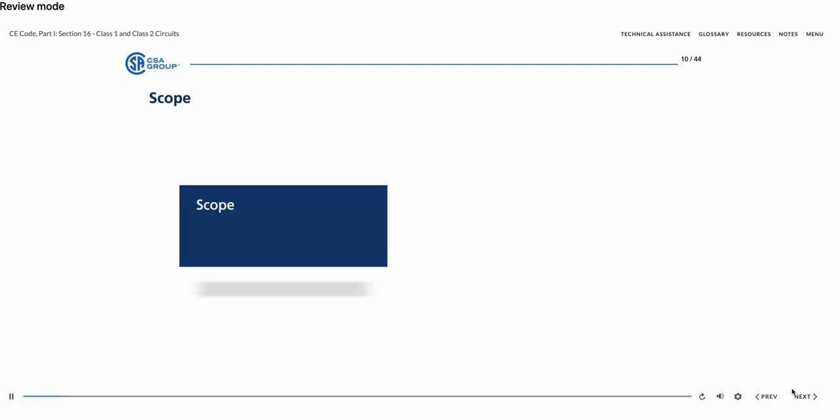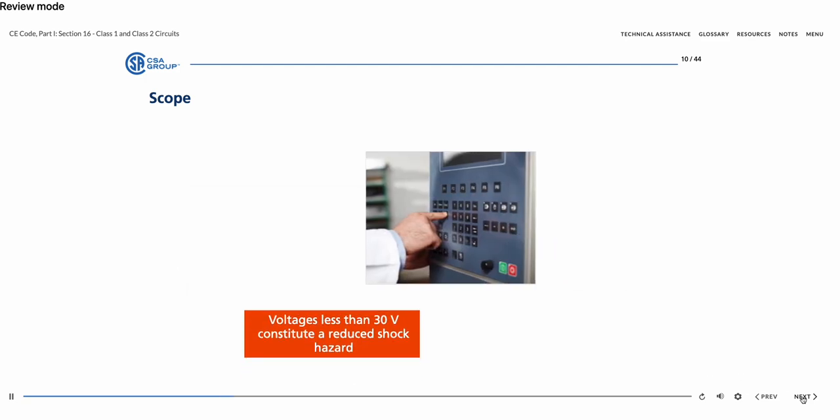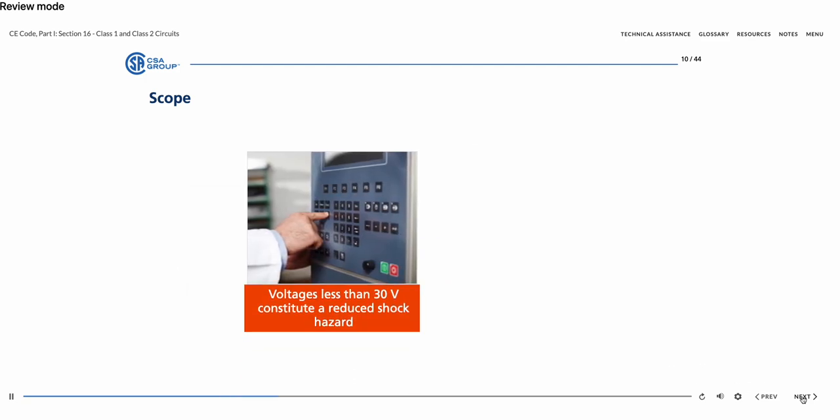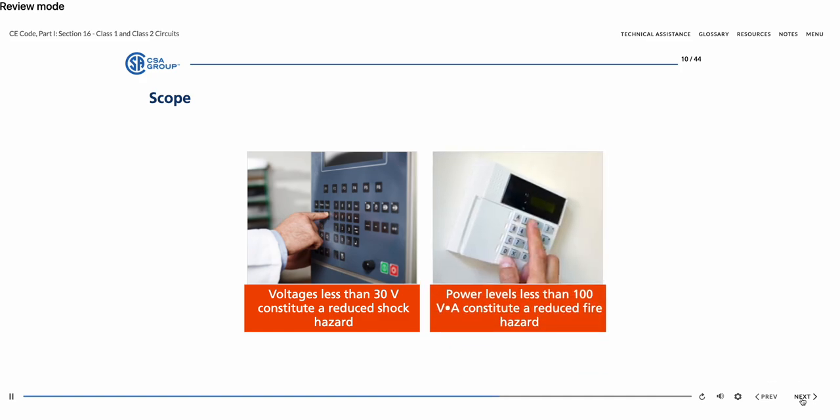The scope covers Class 1 and Class 2 circuits. The requirements set out in Section 16 are based on 2 assumptions. Under normal conditions, voltages not more than 30 volts, extra low voltages, do not constitute a shock hazard great enough to require rules as restrictive as those for voltages greater than 30 volts, and, under normal conditions, power levels not exceeding 100 VA or volt amps do not constitute a fire hazard great enough to require rules as restrictive as those for power levels greater than 100 VA.